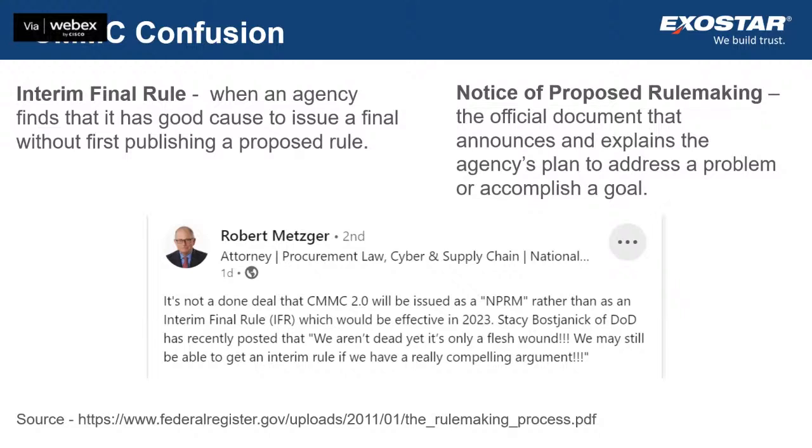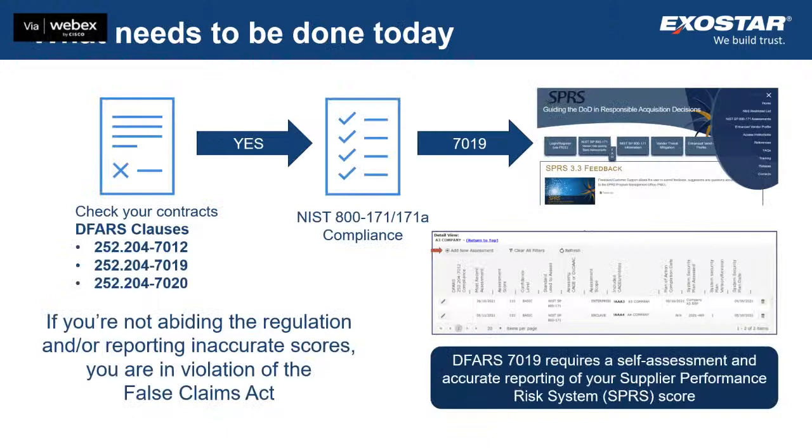Now, with that said, there are still obviously things that you can do. So, what needs to be done today, if you fall under a DoD contract, or if you've got contract flowdowns from a prime that you're working with, please take a look at those contracts. And in those, you've got what are typically called DFARS clauses. These are the clauses from the Defense Federal Acquisition Regulation Supplement that spell out what you need to comply with.